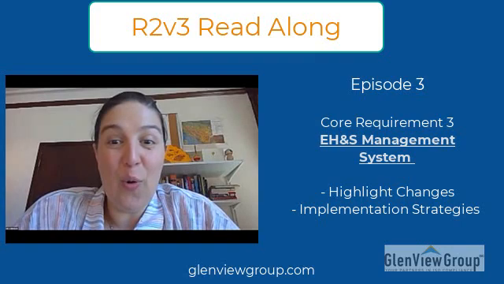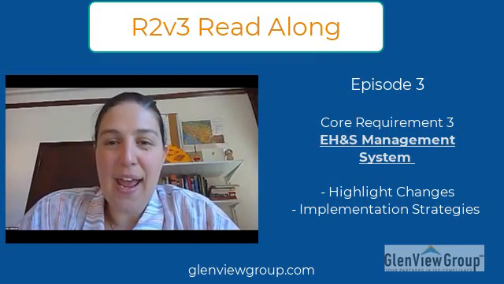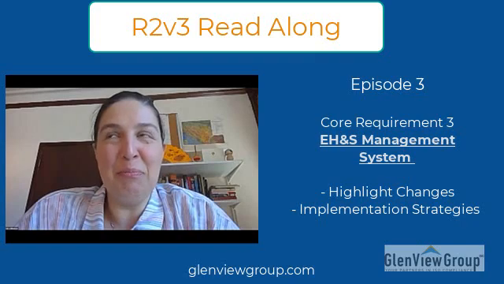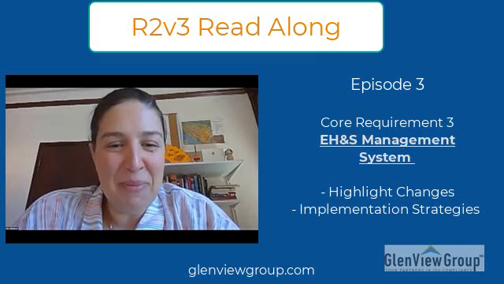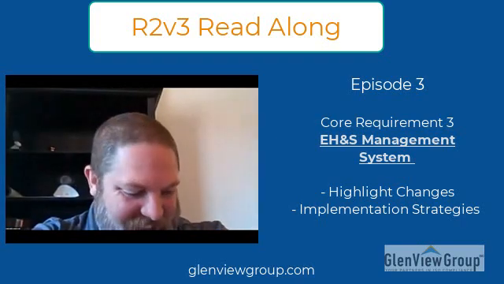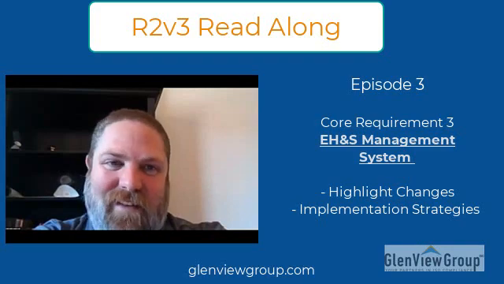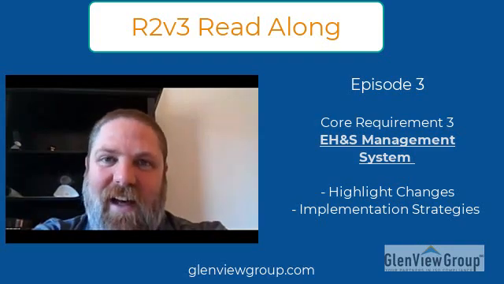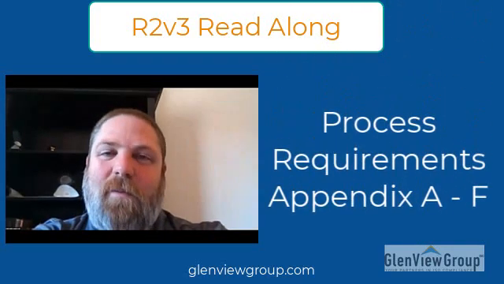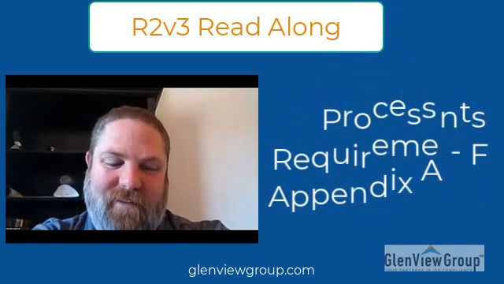We will be going through core requirements and through, Mike, can you help me again? Sure. What are we calling these different parts of R2 now? Section 1 of the standard is the 10 core requirements, and Section 2 of the standard is the process requirements, the Appendix A through F.